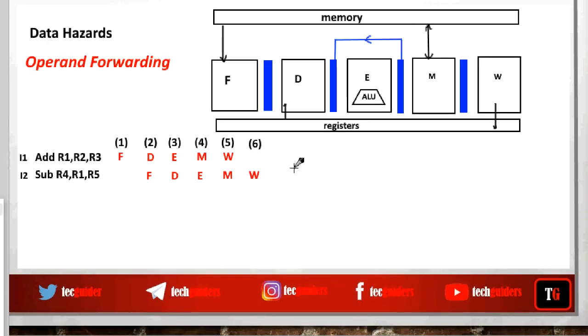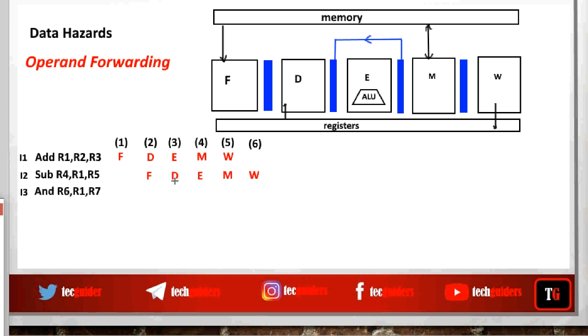So by forwarding the operand from the output of the execution stage to the input of the execution stage, we overlapped both these instructions without causing any data hazard and without stalling the pipeline. Now suppose there is one more instruction which is also dependent on the same register R1.